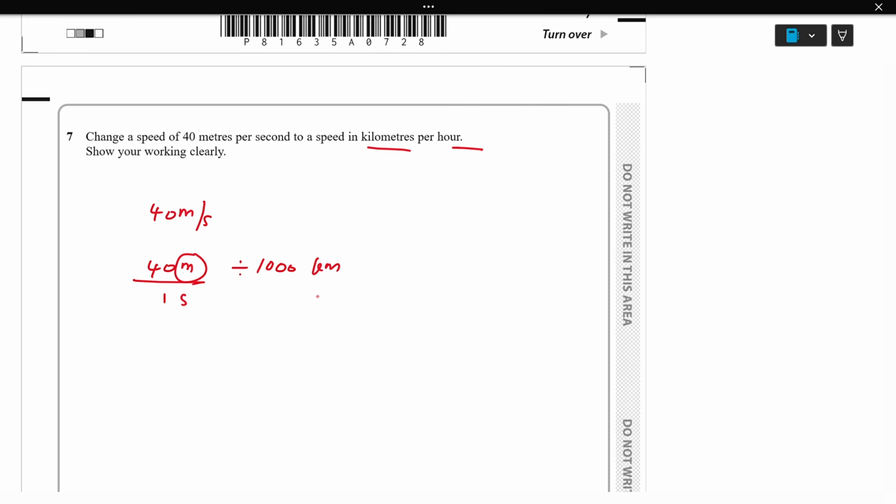Now seconds to hours, so we have to divide by 60, so it's minutes, and then divide by 60 again, so it will become hour. So we'll change to minutes, then minutes to hours. So it will become 40 by 1000 over 1 over 3600, which is kilometer per hour.